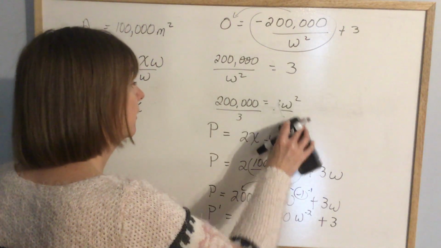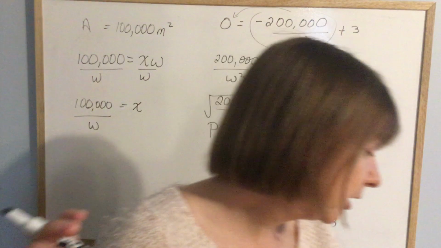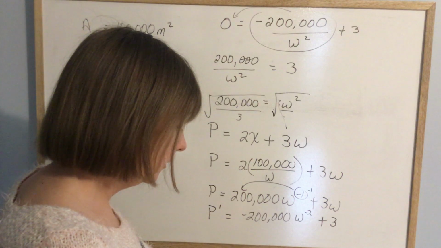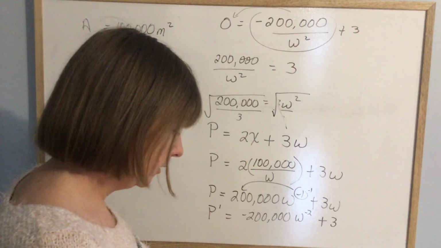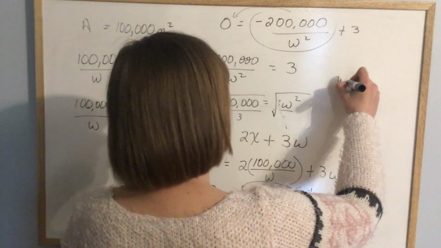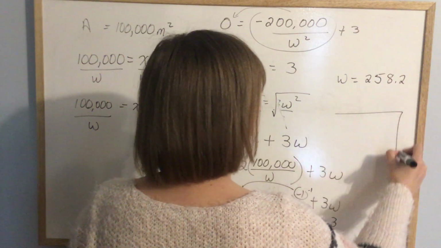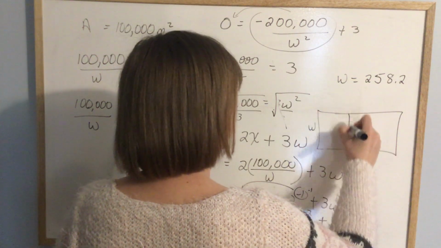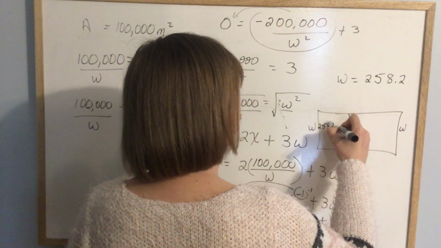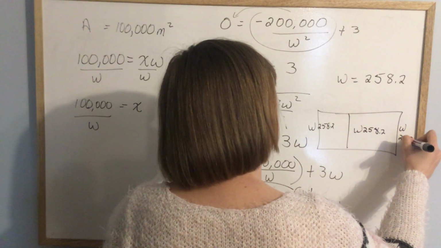And I'm going to take the square root of this side. I'm going to take the square root of this side. So I'm going to go to my calculator. And I'm going to do 200,000 divided by 3. And I'm going to take the square root of that. And I get that w should be 258.2. So back in that diagram that I had, where I had a w and a w and a w, this should be 258.2 meters, this should be 258.2 meters, and this should be 258.2 meters.